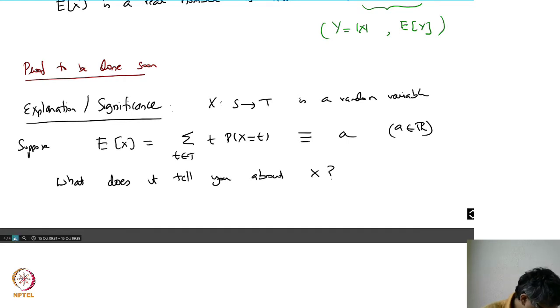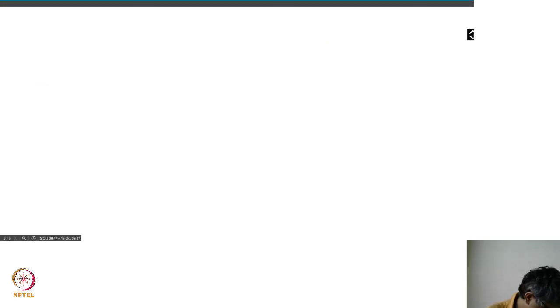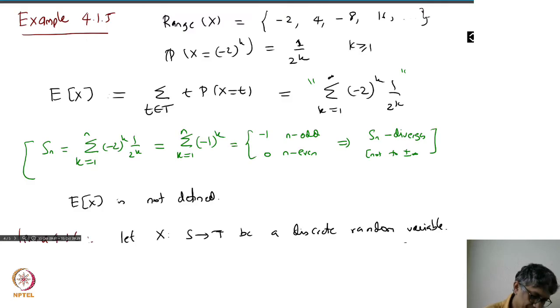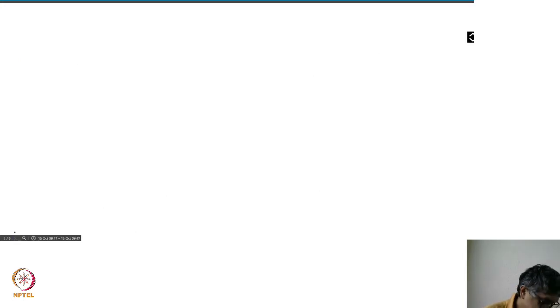Okay. So today's class, I want to start off with this. I want to show the proof of this lemma. That is, E of X is finite if and only if E of mod X is finite. It's kind of an important result, and it's very powerful. It's kind of subtle to understand, but the proof is kind of elementary.